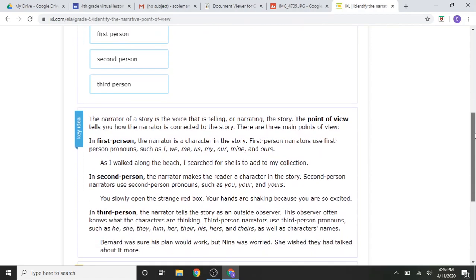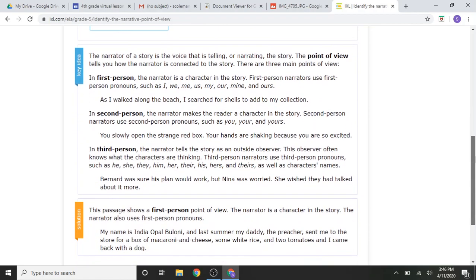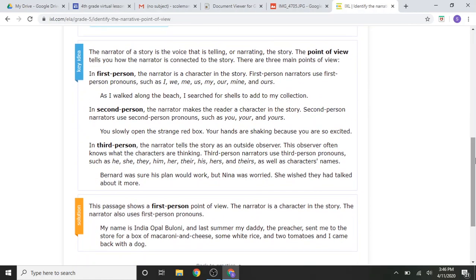The key ideas are the part of the Learn with Example that are most helpful. You're welcome to make notes if you want to refer back to, or if you miss a question within the lesson, it will give you this information again. So the narrator of a story is the voice that is telling or narrating the story. The point of view tells you how the narrator is connected to the story. There are 3 main points of view.